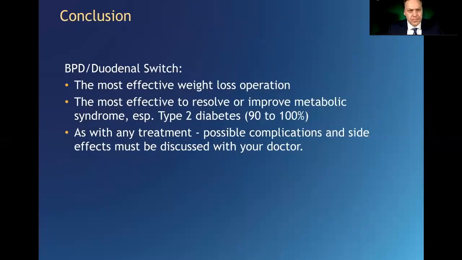In conclusion, the BPD duodenal switch operation is the most effective operation for weight loss. But most importantly, the BPD duodenal switch is the most effective operation for metabolic syndrome, and especially for type 2 diabetes. So resolution ranges from 90 to 100% in these operations. Now, you need to remember, as with any treatment, possible complications and side effects must be discussed with your surgeon or your doctor.